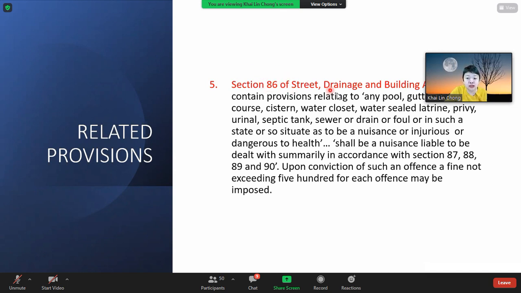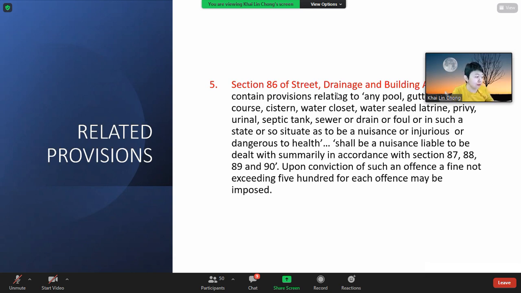Section 86 is the Street Drainage and Building Act 1974. Yang ni kita akan berkait balik dengan Street Drainage and Building Act. Okay. So why? Sebab bila kita buat bangunan, air hujan akan turun. So kita still ada berkaitan dengan water. And then dalam bangunan, air dari toilet nak keluar still akan berkaitan dengan undang-undang. Okay. So that's why kenapa dalam EQA ada integrations untuk Street Drainage and Building Acts.